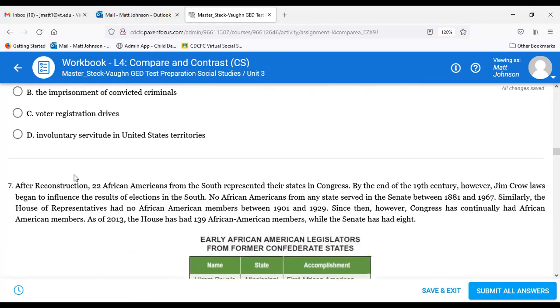Okay. So we're going to have a table here. It's talking about early African-American legislators. After Reconstruction, 22 African-Americans from the South represented their states in Congress. By the end of the 19th century, however, Jim Crow laws began to influence the results of elections in the South. No African-Americans from any state served in the Senate between 1881 and 1967. Similarly, the House of Representatives had no African-American members between 1901 and 1929. Since then, however, Congress has continually had African-American members. As of 2013, the House had 139 African-American members, and the Senate has had 8.